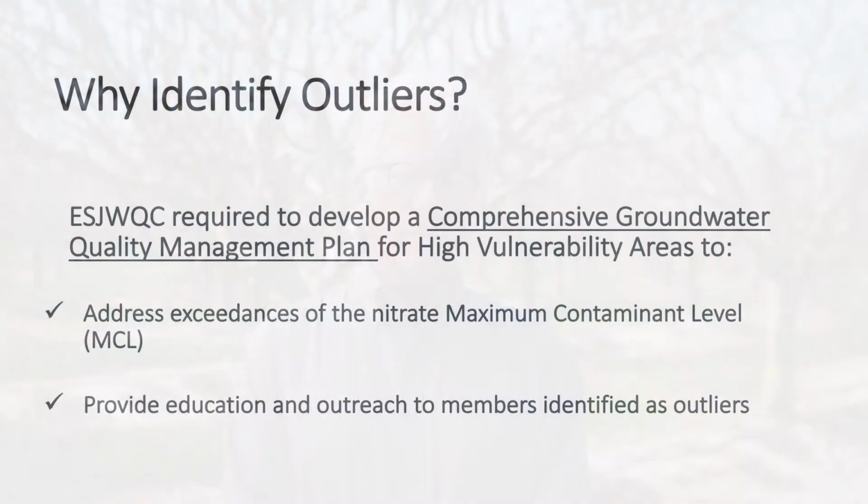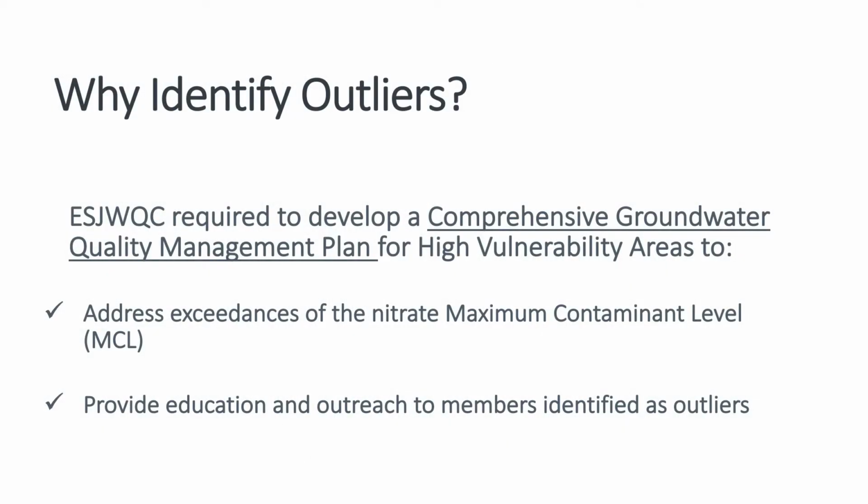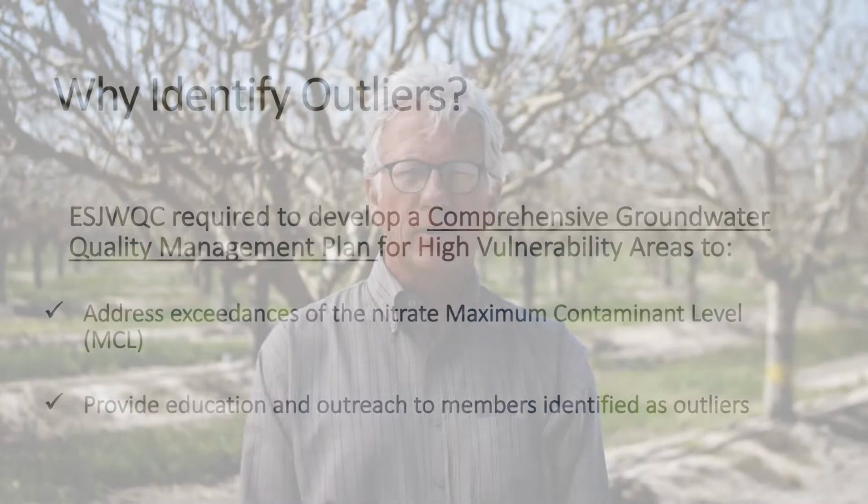So why are we identifying these outlier parcels? When we submit our plans to the regional board for all of our coalition members, it's called a comprehensive groundwater quality management plan. And in that plan, we have to indicate how we are going to make changes to nitrogen applications over a broad area if in fact there are excess applications being made onto these parcels. So in our comprehensive groundwater quality management plan, we have a responsibility for parcels in the high vulnerability areas to identify these parcels that may have excess nitrogen applications.